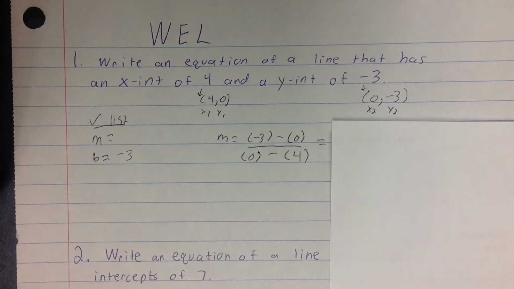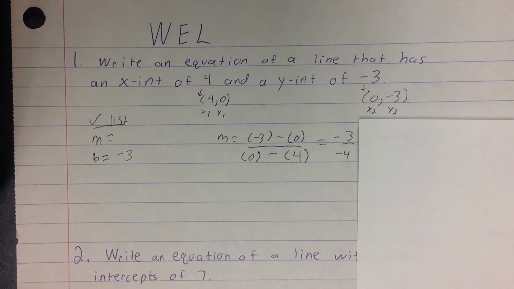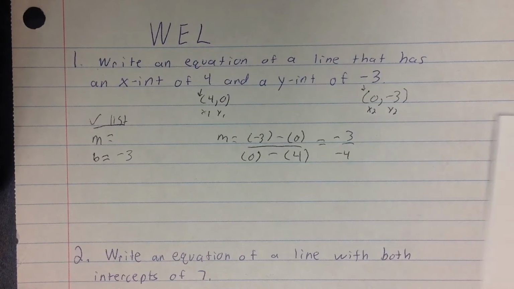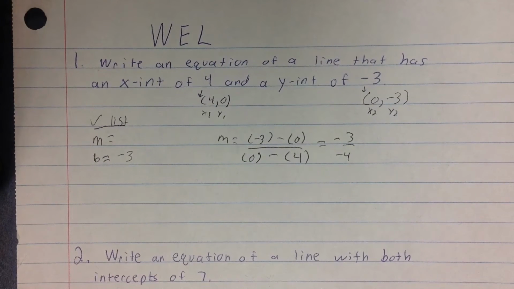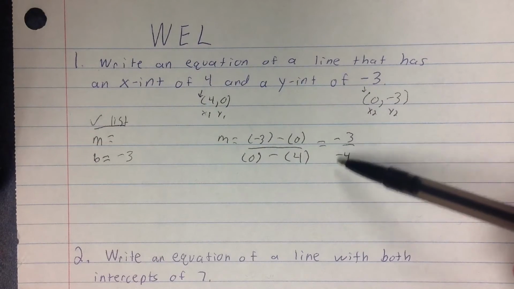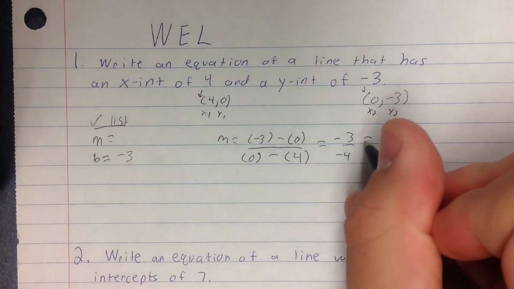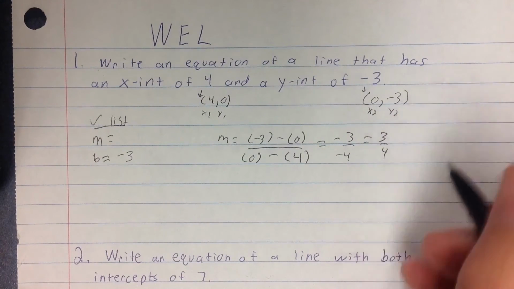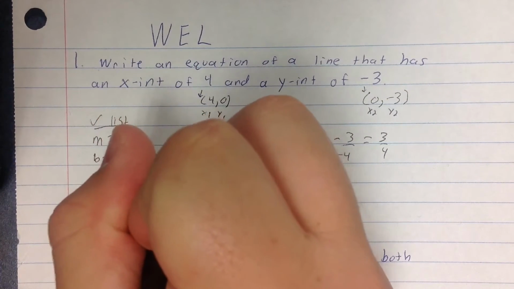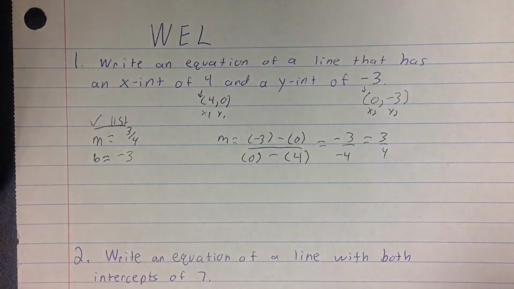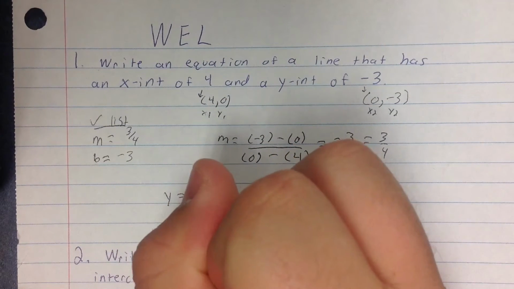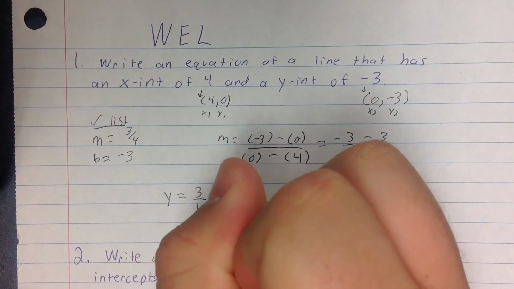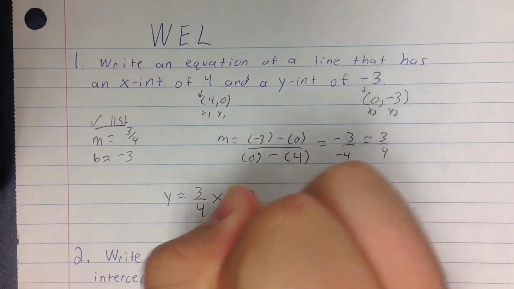So on top, -3 minus 0 is -3, and on bottom, 0 minus 4 is -4. Now even though 4 doesn't go into 3 evenly, we can still reduce the two negatives here to make it a positive 3 over 4. So that means m is positive 3/4. So now I can write my equation since I have m and b, so y equals 3/4 x minus 3.